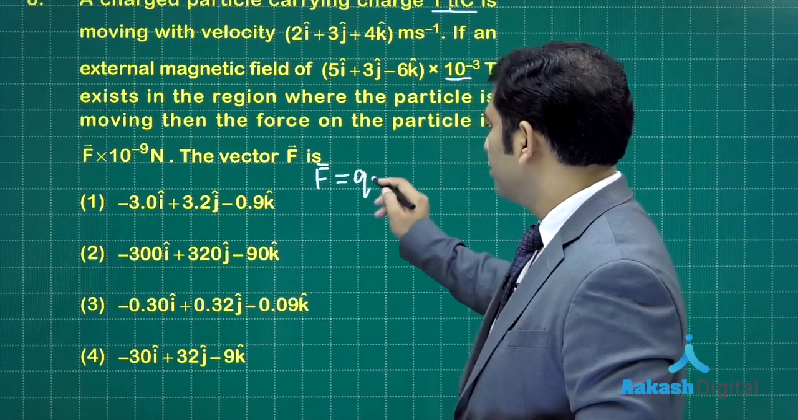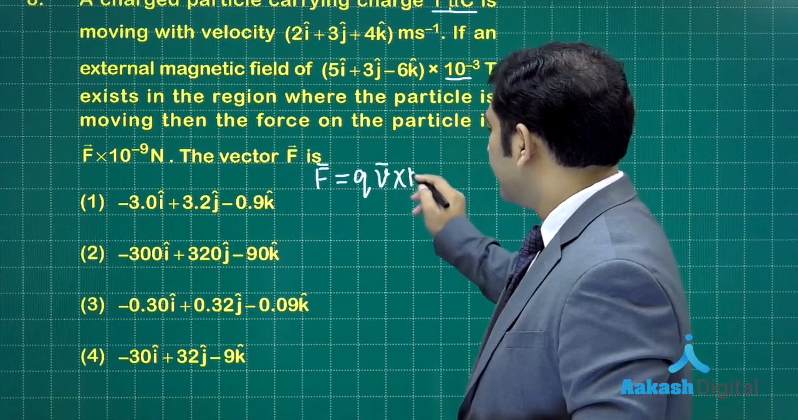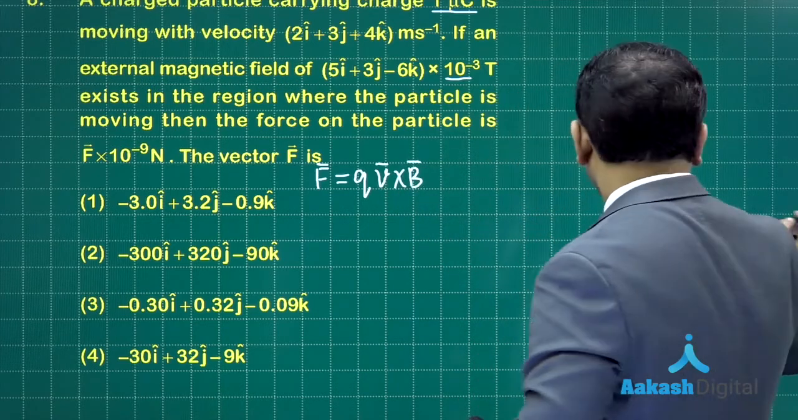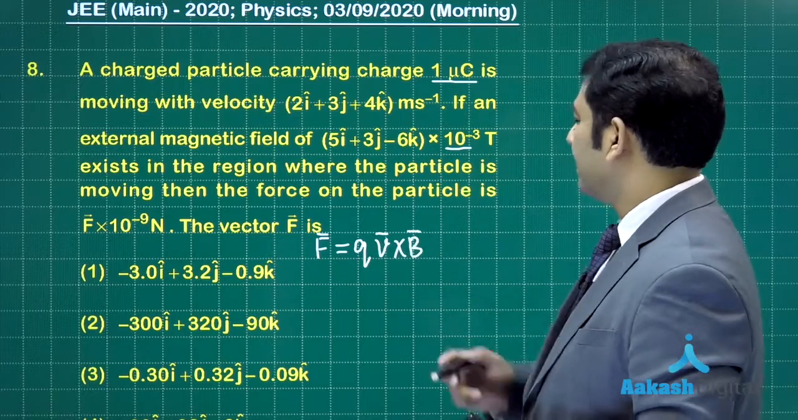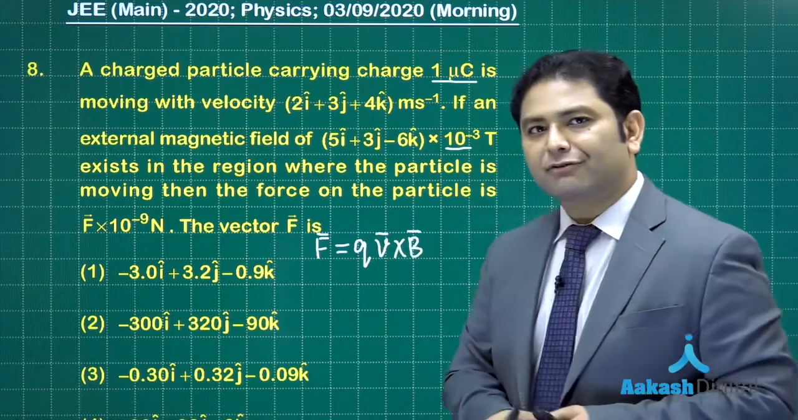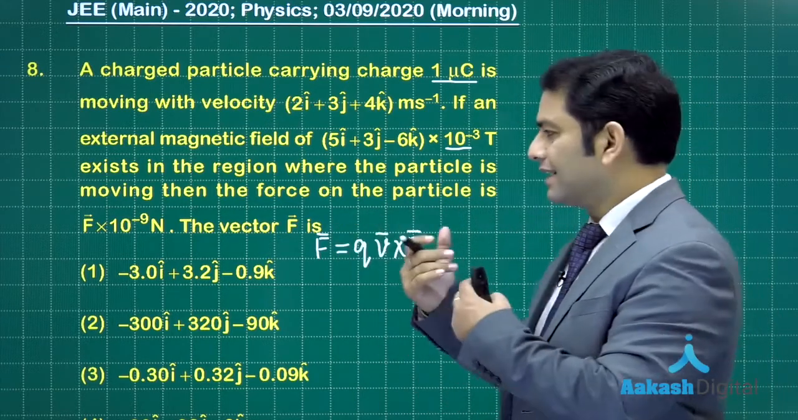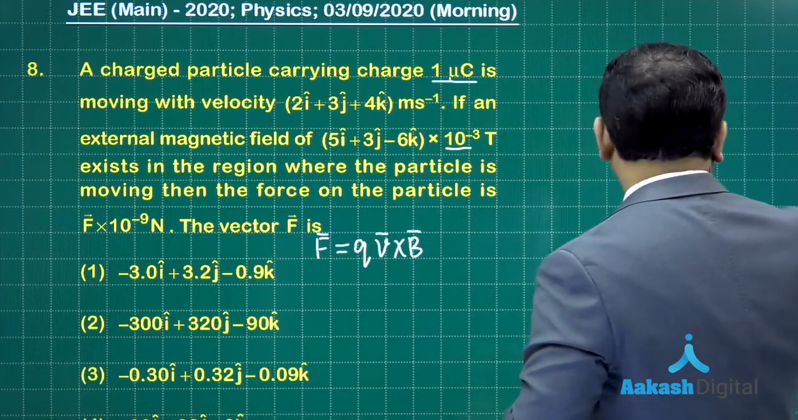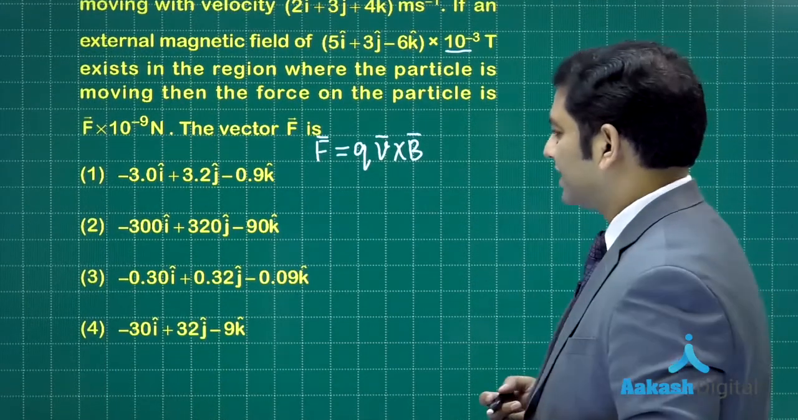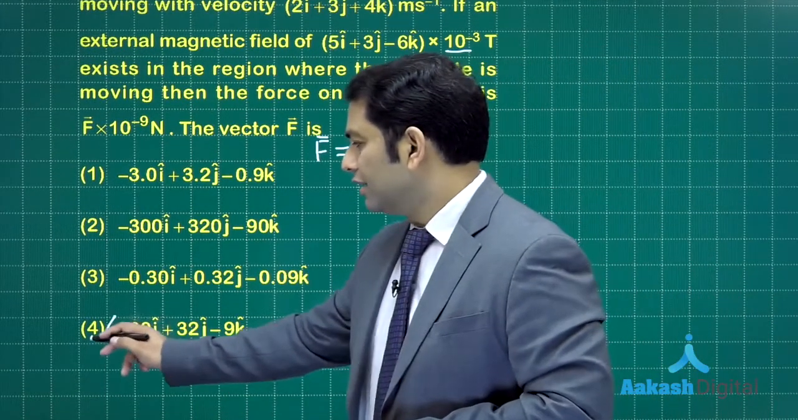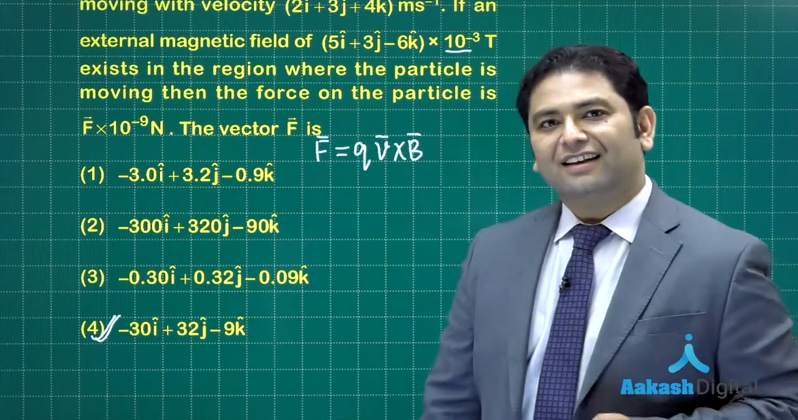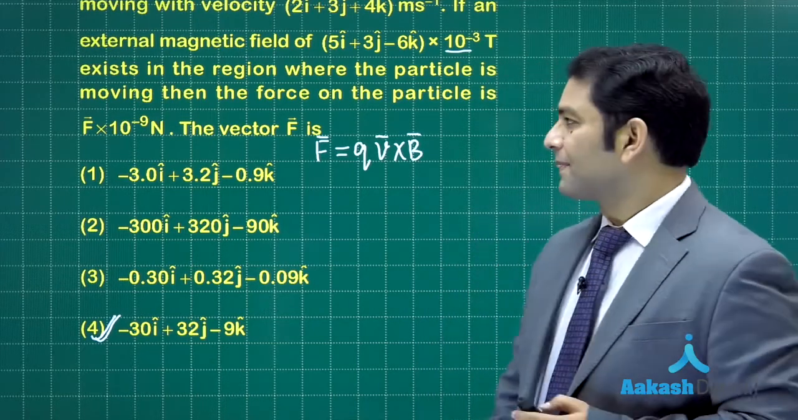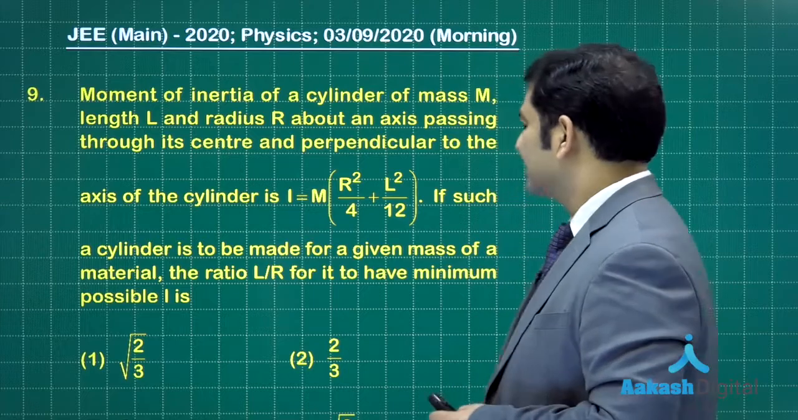F equals Q V cross B. You can see here the charge is in microcoulomb and the magnetic field is 10 to the power minus 3, so you would get 10 raised to the power minus 9. Bring that outside, and I believe you are well versed with the cross product. That's a straightforward one. Option number 4 will be the correct option. Let's go for the 9th.